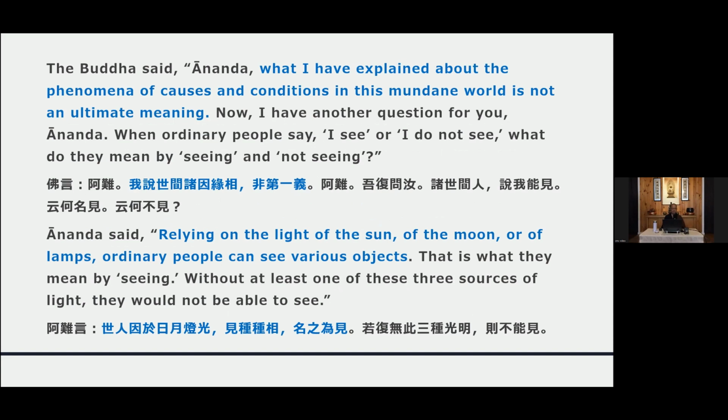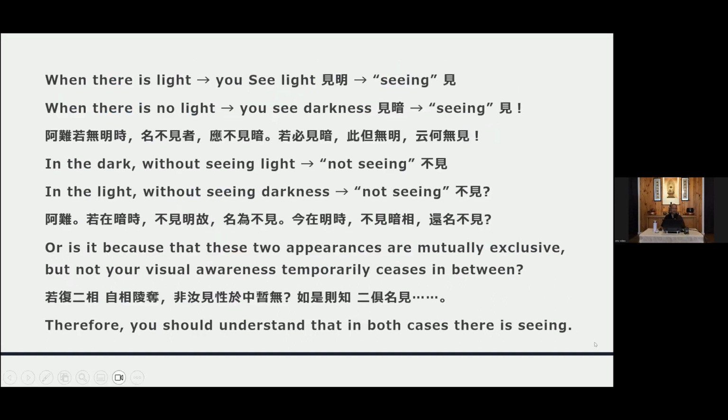I have another question for you in return, Ananda. When ordinary people say I see or I do not see, what do they mean by seeing or not seeing? So simple, right? Ananda says, relying on the light of the sun, of the moon, or the lamps, 3 sources of light, ordinary people can see various objects. That is what they mean by seeing. Without at least one of these 3 sources of light, they will not be able to see, right? That's our ordinary understanding. And so Buddha concludes for Ananda, okay, so you mean when there is light, you see light, and that means seeing. When there is no light, you see darkness. Is that still seeing? You see darkness, right? It's also called seeing, right?